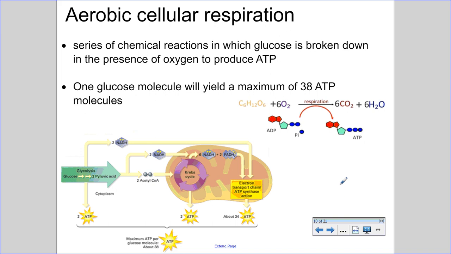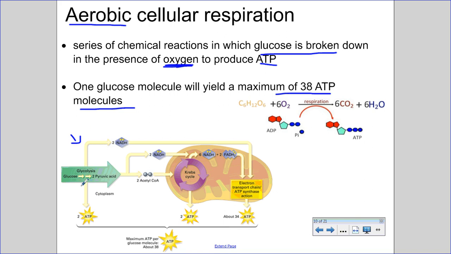The main process in which ATP is generated is through what's called aerobic cellular respiration. This is a series of chemical reactions in which glucose is broken down in the presence of oxygen to produce ATP. In this process of aerobic cellular respiration, one glucose molecule will yield a maximum of 38 ATP molecules. So that's a lot of ATPs generated from one glucose.